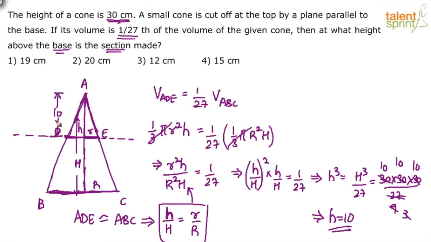We know that the total height is 30. Total is 30. So, obviously, the remaining part up to the base will be 20 now. What's the difference? 30 minus 10. So this is going to be 20. And that's what we had asked, right? At what height above the base? From the base, at what height did we make the section? So 20 centimeters would be the answer.